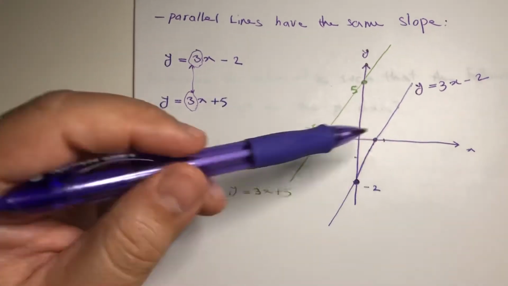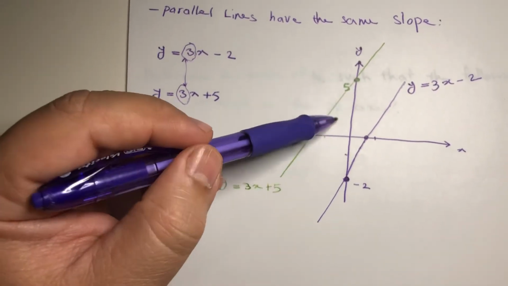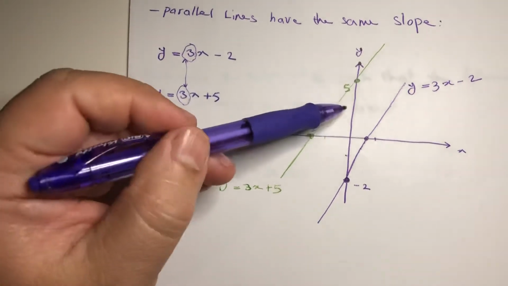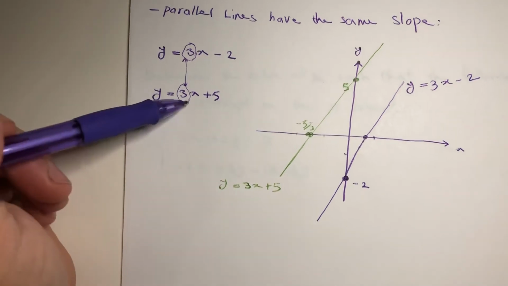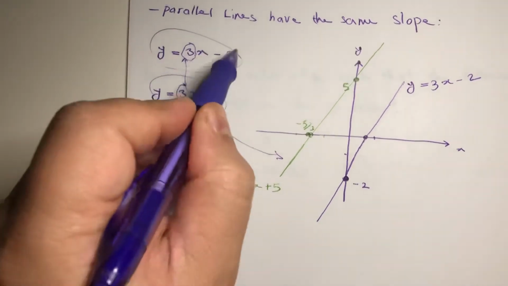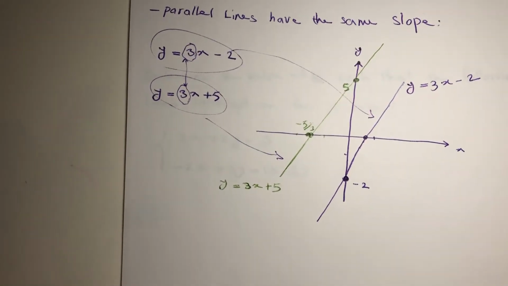This picture is not a very good picture, but if you draw it more carefully, you will see that these two green and blue lines are actually parallel. So this green line is 3x plus 5. This is the green line, and this one is the blue line. You will see that these two lines are parallel.